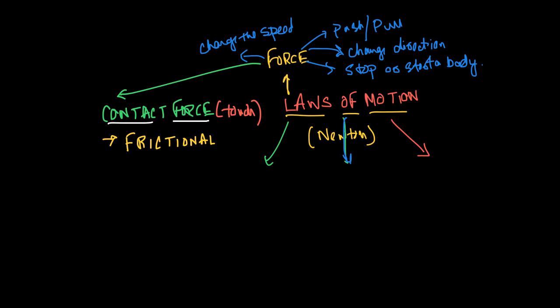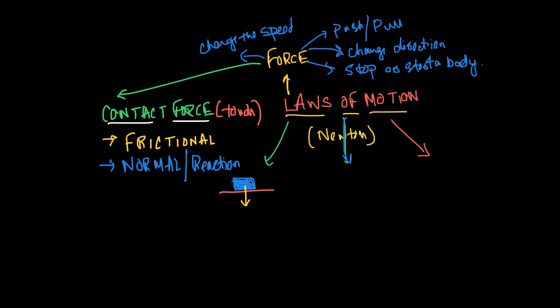The next type of contact force is the normal force, also known as the reaction force. This kind of force acts perpendicularly upwards. For example, if we keep a book or a block on top of a table, because of the weight of the book there is a force acting downwards, right? But the book is not going inside the table.